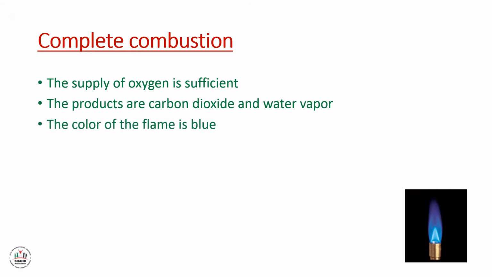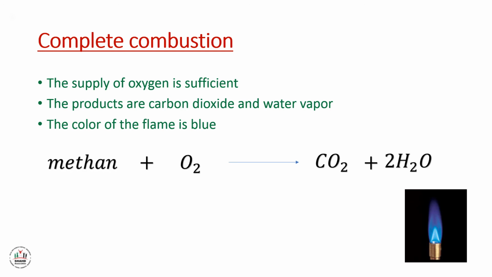Let's see this reaction. If we add methane and a sufficient amount of oxygen, we'll get CO2, which is carbon dioxide, and water vapor, which is H2O. As we said, at the left of the arrow, they are called reactants, methane and oxygen. And at the right side, the carbon dioxide and water vapor are our products. The color of the flame is blue like in this picture.